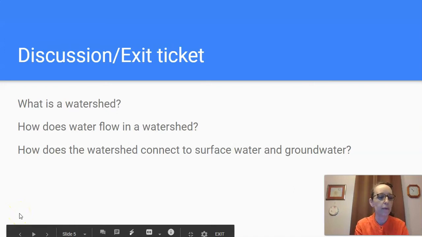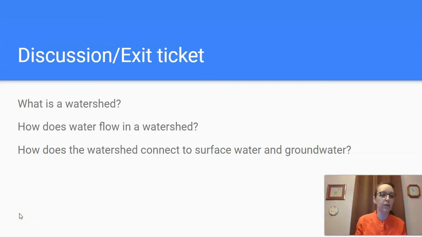All right, so now that we created our watershed, we got to experience the watershed and see what it looks like. And I'm sure as you let your map sit there, you can see how the water is still making some movements and some changes to your map. So I want you to take a few minutes and discuss these 3 questions with your elbow partner, okay? What is a watershed? How does water flow in a watershed? How does the watershed connect to surface water and groundwater? So take 3 minutes, have a quick discussion, and then we're going to discuss it together.